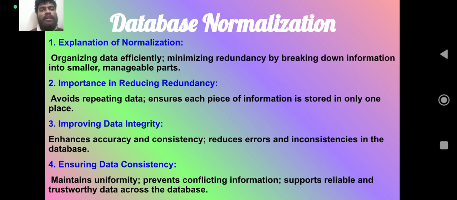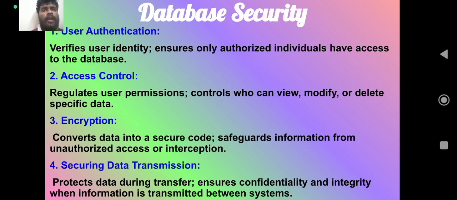Importance in reducing the redundancy. Avoids repeating data. Ensures each piece of information is stored in only one place. And improving data integrity enhances accuracy and consistency. Once the duplicate data is erased from the data storage, the data accuracy and consistency increases. That's what it says. And let us see the data security topic.